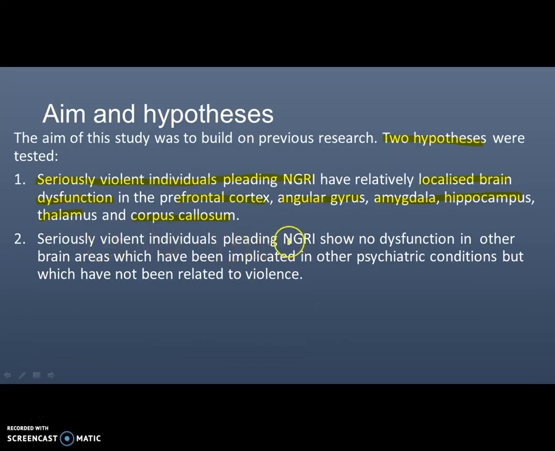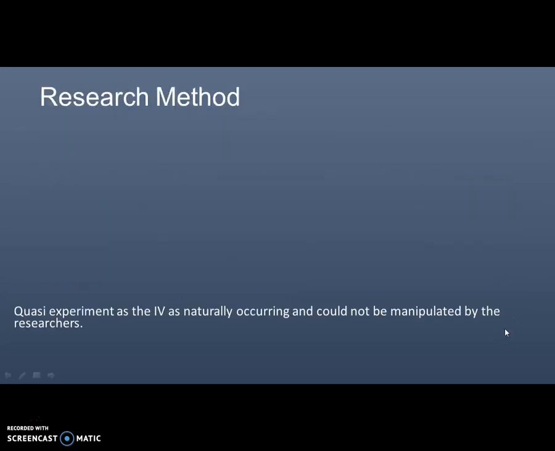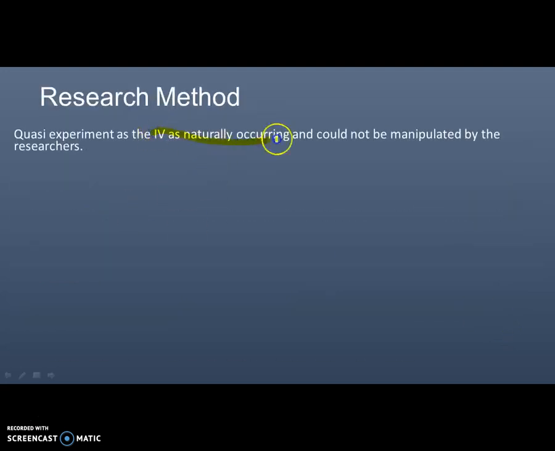Seriously violent individuals pleading NGRI show no dysfunction in other brain areas which have been implicated in other psychiatric conditions, but which have not been related to violence. Okay, so they're not going to show any differences in those other areas that haven't been related to violence. So you're looking for specific localized areas just for the violent areas. Research method, quasi-experiment. The IV is naturally occurring.